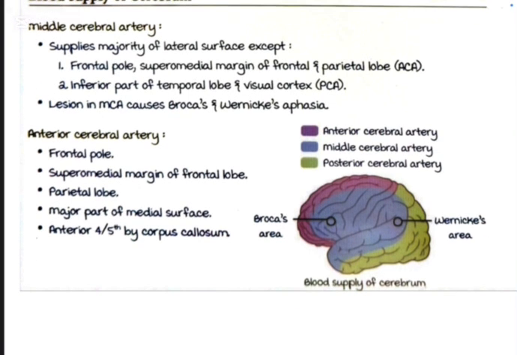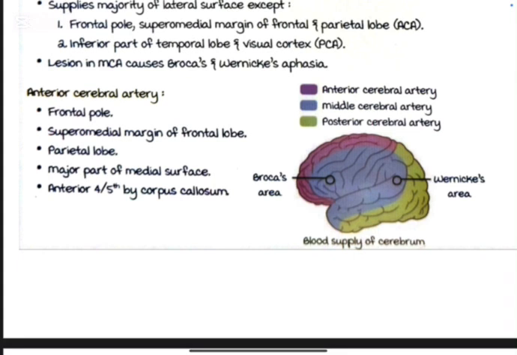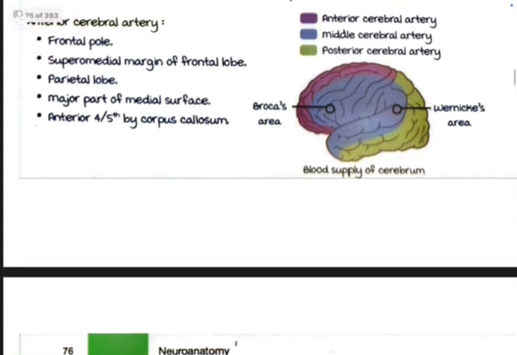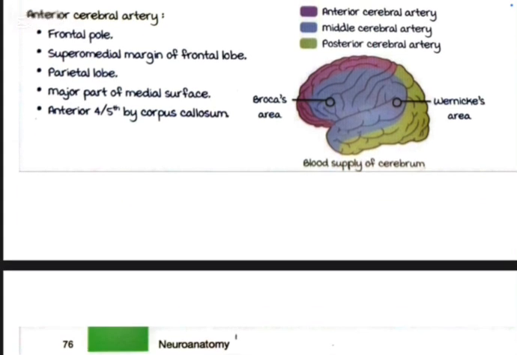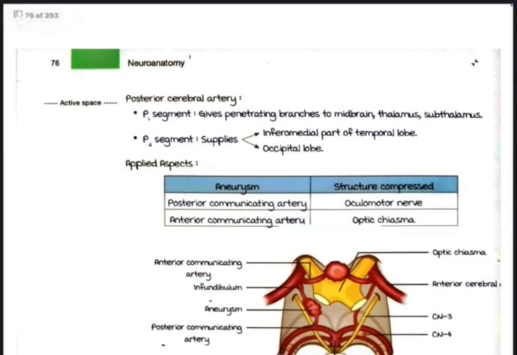Blood supply of cerebrum. The one in dark purple color is supplied by anterior cerebral artery. The one in purple color is supplied by middle cerebral artery. And the one in green color is supplied by posterior cerebral artery. Broca's area and Wernicke's area are present in the purple area, which is supplied by middle cerebral artery. Anterior cerebral artery: frontal pole, superomedial margin of frontal lobe, parietal lobe, major part of medial surface, anterior 4/5 of corpus callosum.